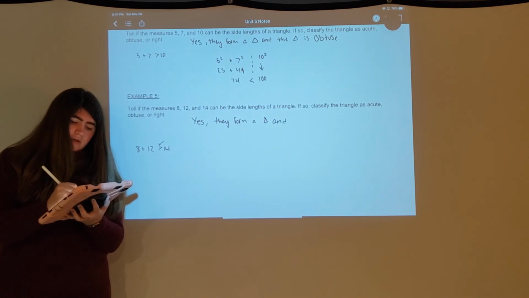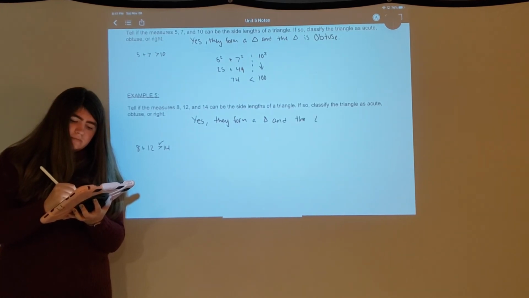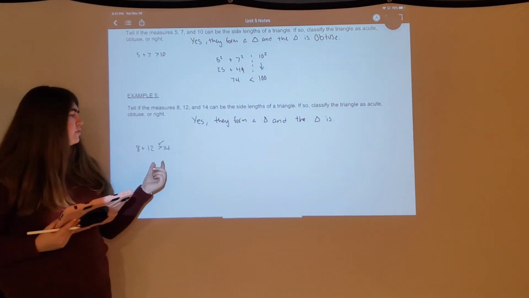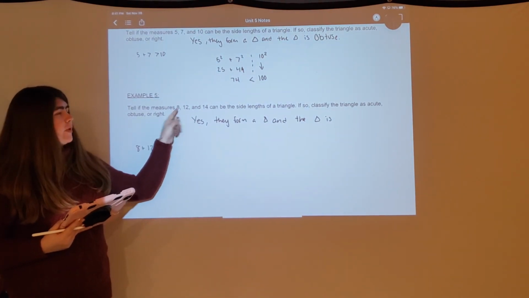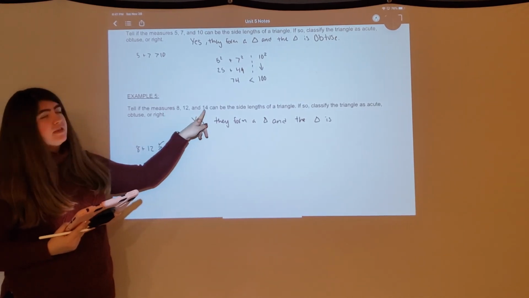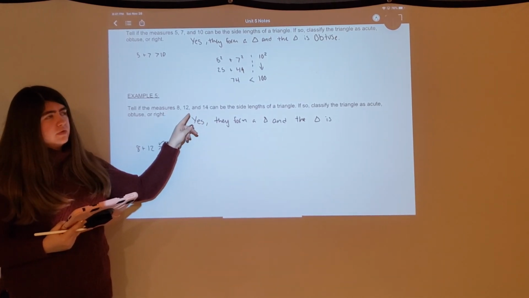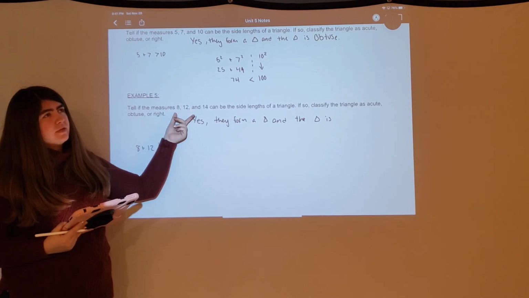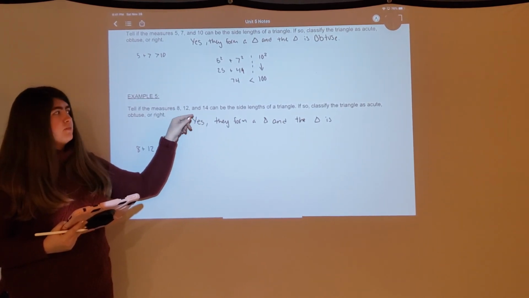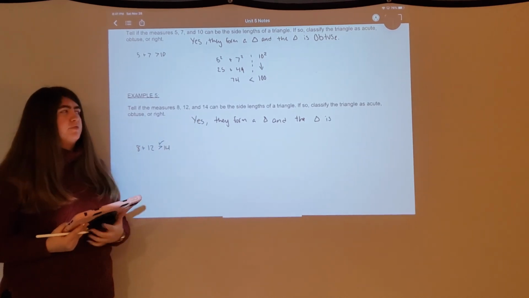And now we're going to classify it. So if I square the two small sides and find the sum, if this is greater than c squared, it's acute. If it's smaller than c squared, it's obtuse.